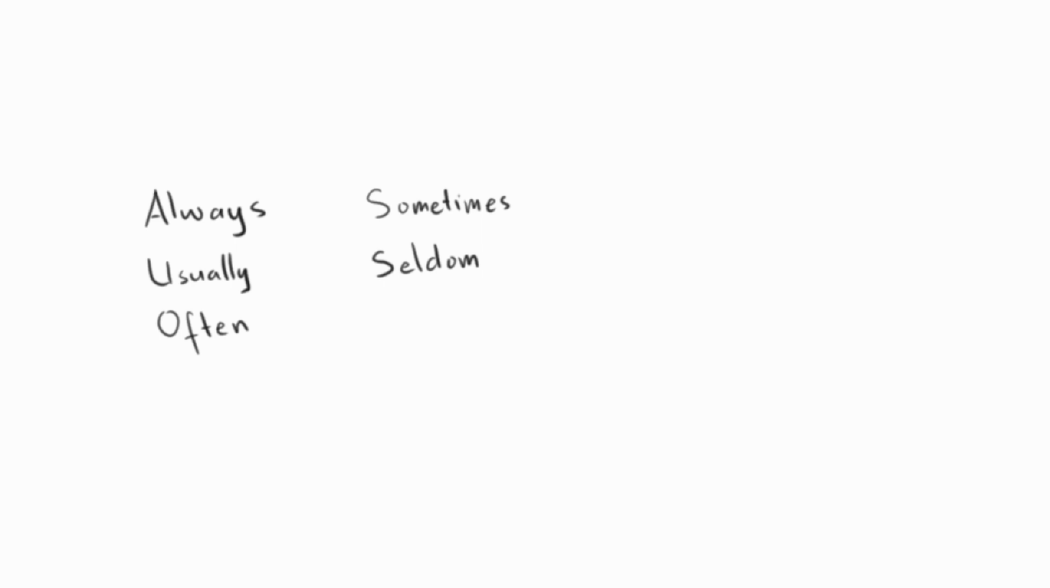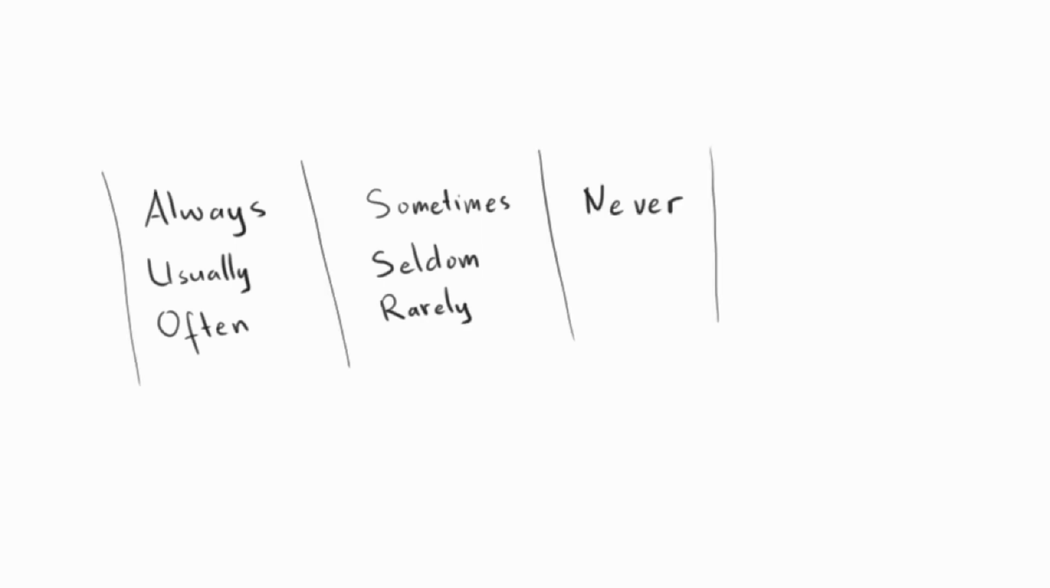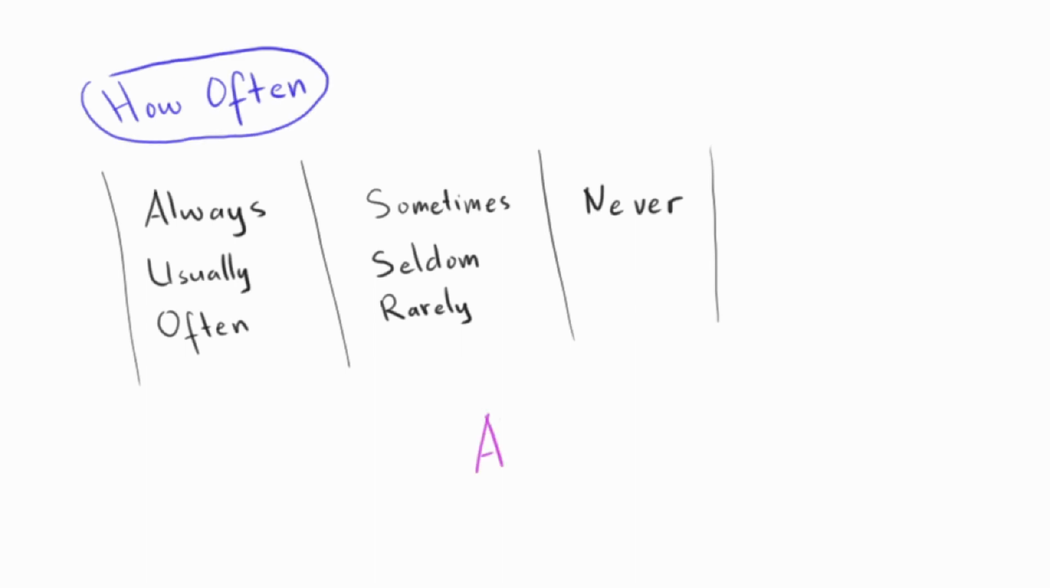Third, there are also always, usually, often, sometimes, seldom, rarely, and never to describe how often something happens. We call them adverbs of frequency.